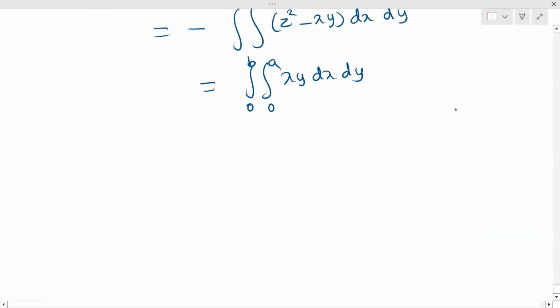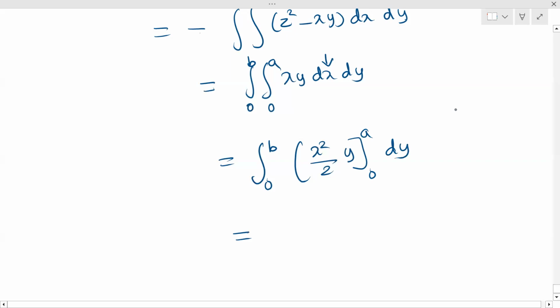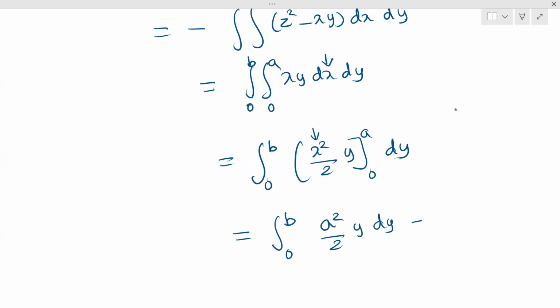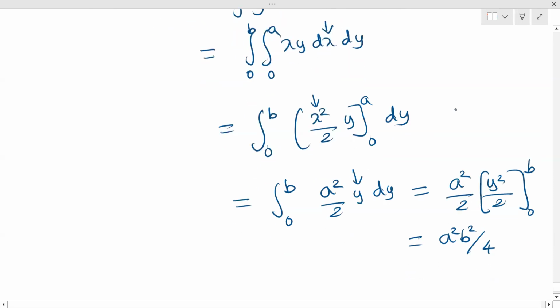Now we have to do the integration. First integrate with respect to x, writing the outer integration as it is. The inner integration is x square by 2 times y from 0 to a, dy. Apply the limit for x, so a square by 2 times y dy. Now for the outer integration with respect to y, taking a square by 2 outside, the y integration is y square by 2. So the first surface value is a square b square by 4.